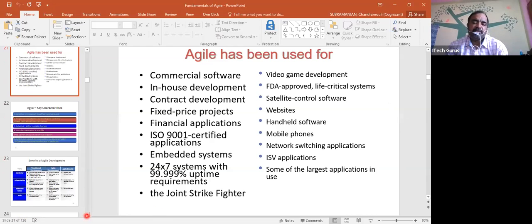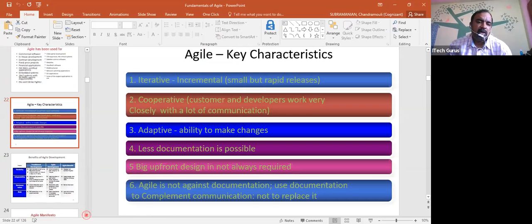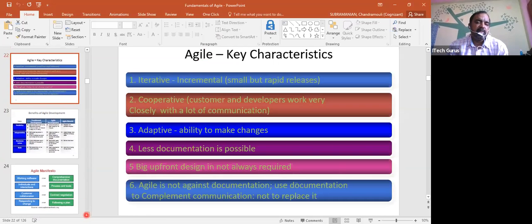Video game development, website development, mobile phone development, right? In a lot of fixed-bid projects, in-house development, commercial software, everywhere Agile is being used. So, what are the key characteristics of Agile? What you learned now: Agile is iterative and incremental, collaborative, and adaptive.